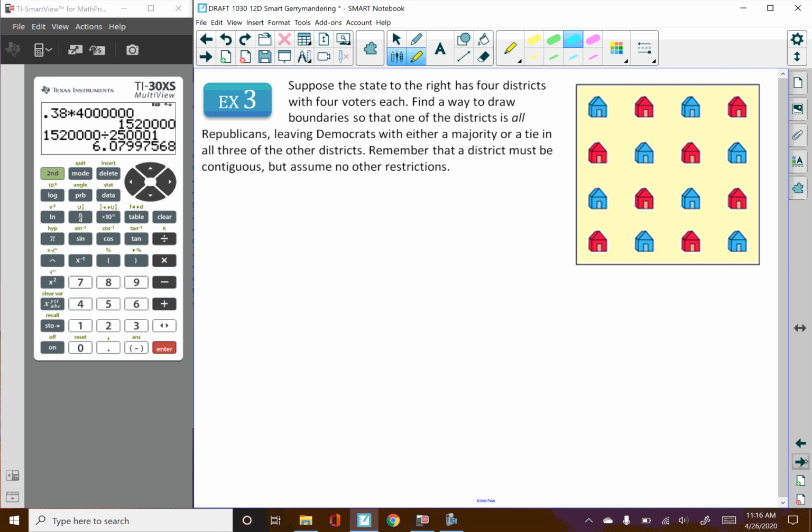So I think you'll have one where you have to select boundary drawing, multiple choice. This one says, suppose the state at the right has 4 districts with 4 voters in each district. We want to find a way to draw the boundaries so that one district is all Republican, which would leave Democrats with either a majority or a tie in the other 3 districts. Districts have to be contiguous. They have to be connected.